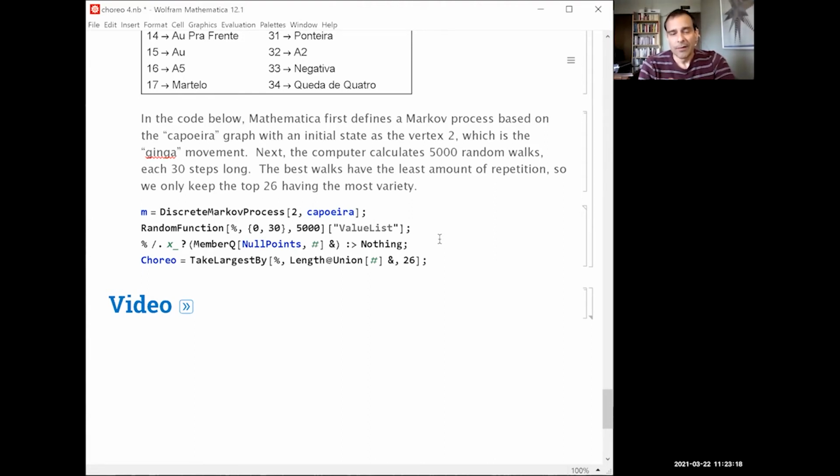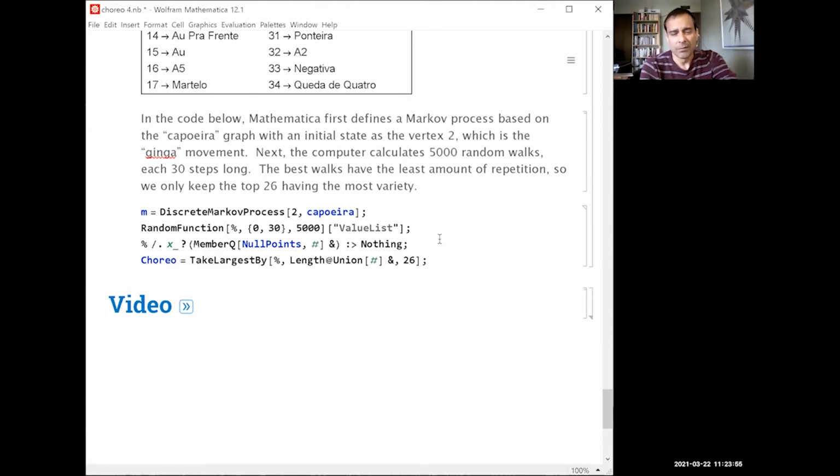After I had 5,000 random walks of length 30, I told the computer to pick the best 26. By the best, I mean the ones with the most variety. Because when you have a completely random walk, you can't rule out the possibility that the computer is going to tell you to do the same 2 moves back and forth 15 times or something like that. And that would be really tedious for a dancer. So we look for the ones that have the most variety. I have 34 different moves, and I would like to get most of them into any random walk that I would perform.